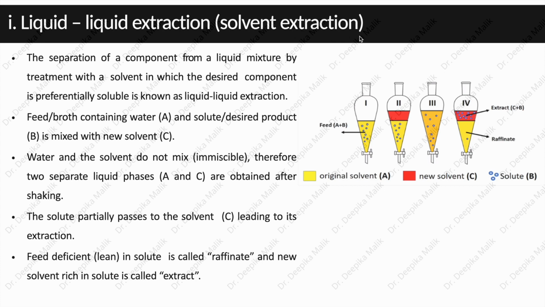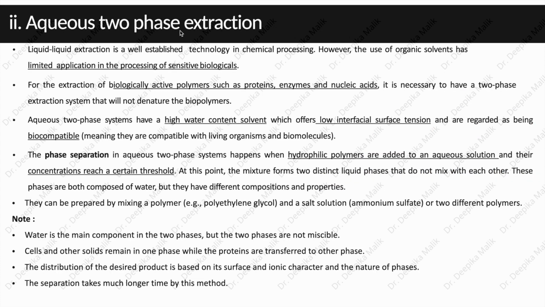Next method is the Aqueous Two-Phase Extraction method. Although liquid-liquid extraction is a well-established technology in chemical processing, the use of organic solvents has limited application in the processing of sensitive biologicals. Therefore, for the extraction of biologically active polymers such as proteins, enzymes and nucleic acids, it is necessary to have a two-phase extraction system that will not denature the biopolymers.